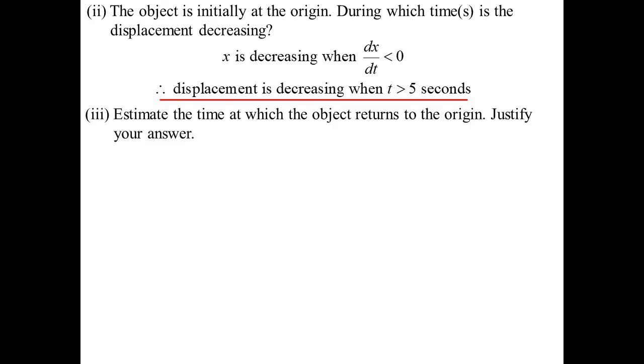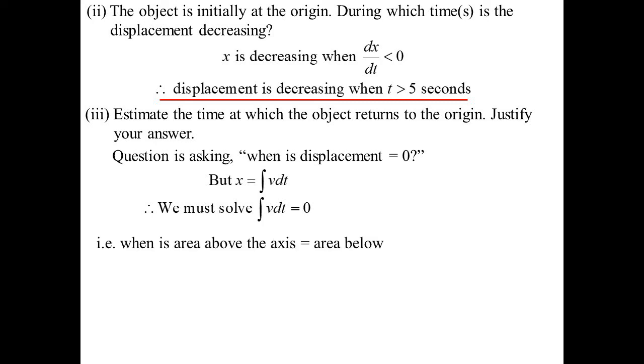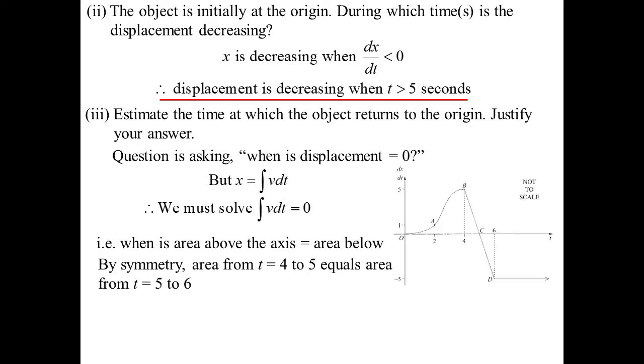We're now going to estimate when the object returns to the origin. Once again, it's saying, when is displacement equal to 0? But we know displacement is the integral of velocity. So we're trying to solve the integral of velocity is equal to 0. So when is the area above equal to the area below? Well, let's have a look at this. Now, when's the area above equal to the area below? Just having a look at that straight line going from B to D. Well, that's symmetric. So the area from 4 to 5 equals the area from 5 to 6. So that little piece we know is equal to 0.